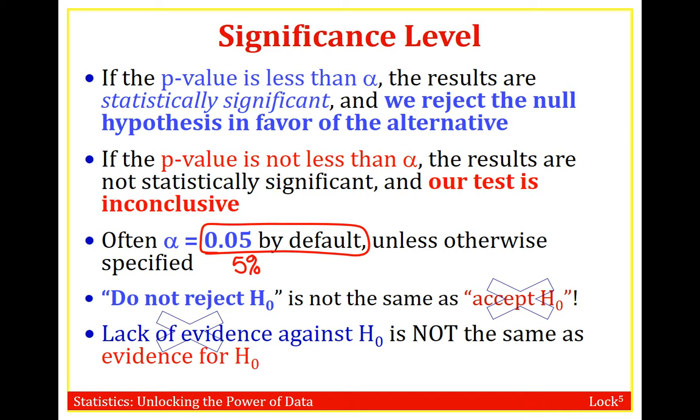The lack of evidence against H0. So I do my test and I can't reject H0. I don't have something significant. That lack of evidence against H0 is not the same as evidence for H0. We don't accept H0 based on the fact that we failed to reject it.